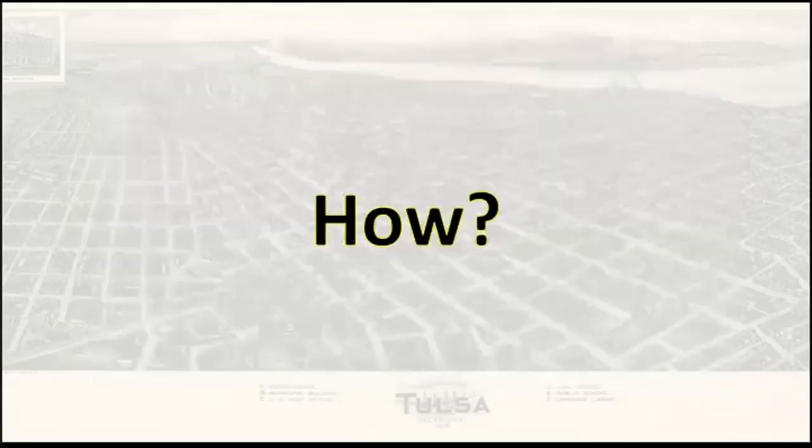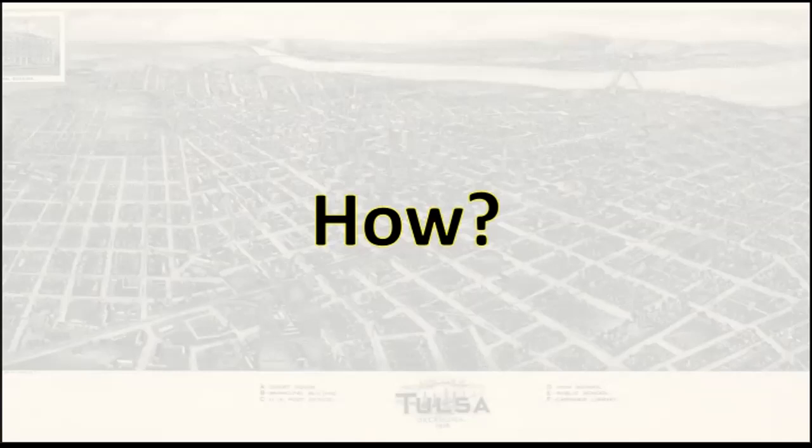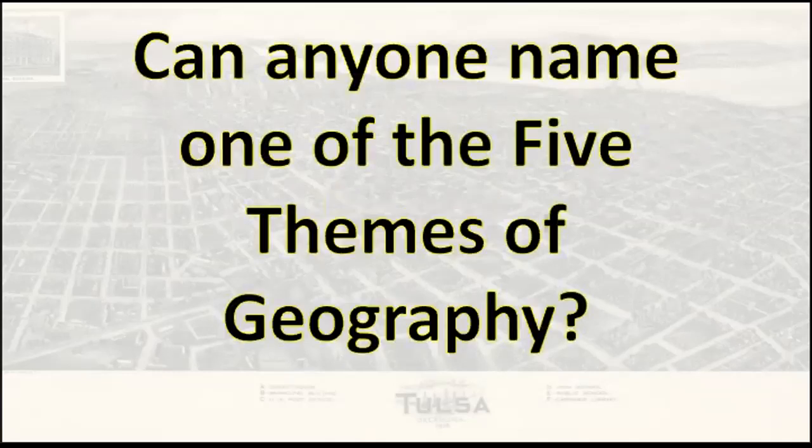All right, so how are we going to analyze the historical geography of Greenwood? We're going to use the five themes of geography. Specifically in this presentation, we will use the five themes to understand the historical geography behind the rise of the Greenwood District in Tulsa, Oklahoma. So can anyone name any of the five themes of geography? Type your answer in the chat. Don't Google it, because I know everyone could just Google it and then copy and paste.